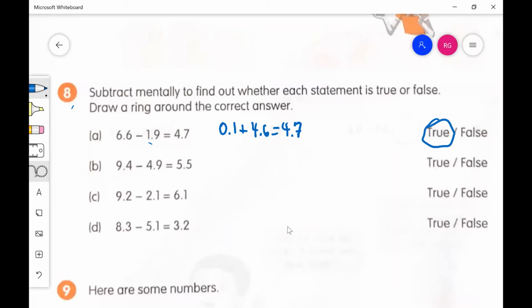Okay, now for this one, what I do is I say 9.4 minus 4.9 equals 5.5. Well, for this one, what I do is I count up to 5. So that I know that's 0.1. And then from 5 to 9.4 is 4.4. So that's how I do that in my head. And that is going to equal 4.5, not 5.5. So that is incorrect. You could put the correct answer if you would like. So we're going to say that as false.